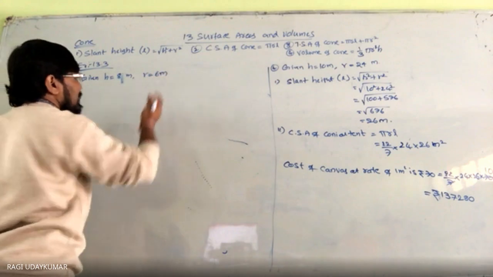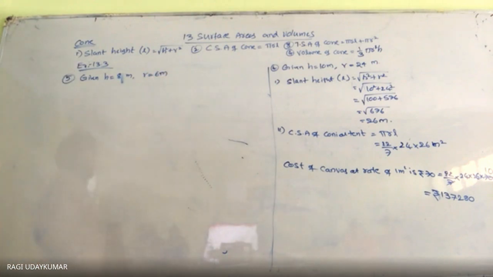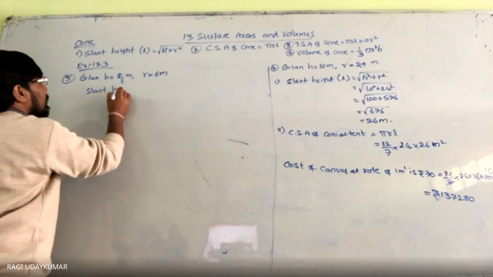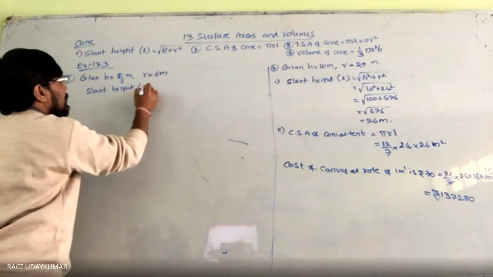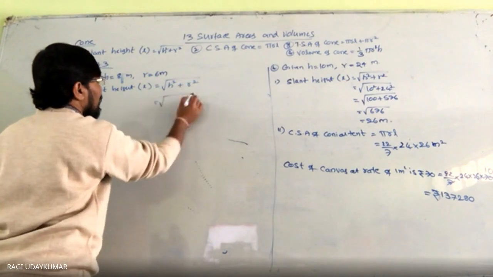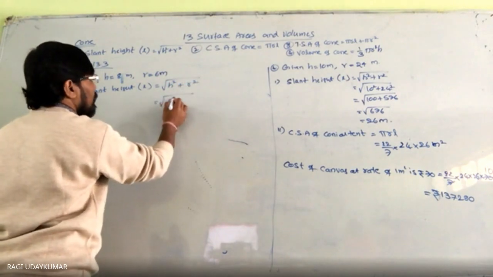8 meters and base radius is equal to 6 meters. So now we need to find out the length, find the slant height. So slant height L is equal to under root of h square plus r square, which is equal to under root of 8 square plus 6 square.